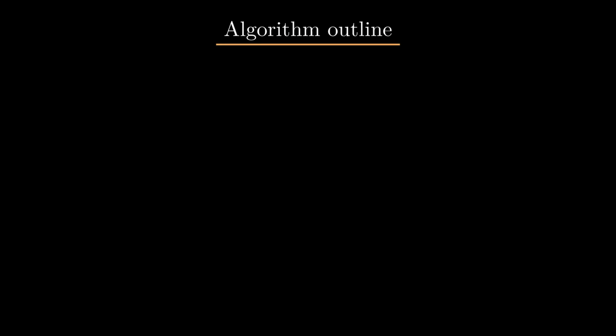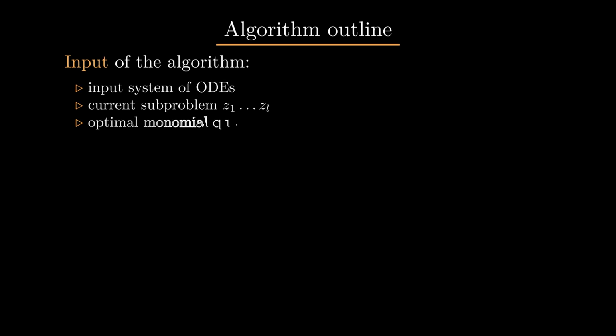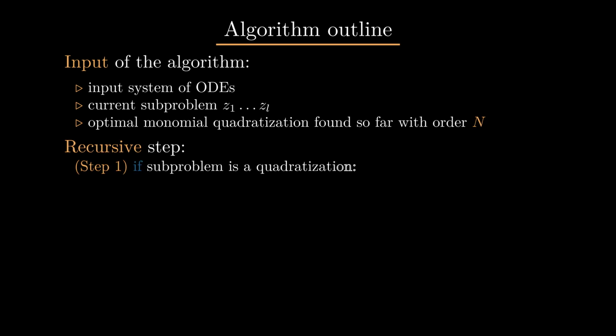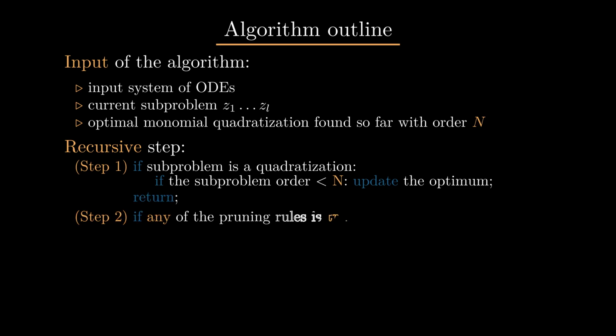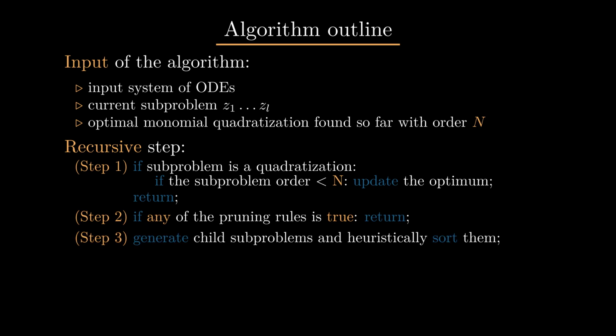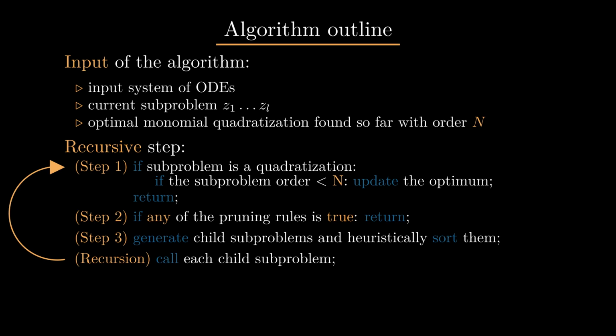Our algorithm is implemented as a recursive branch and bound step. An input of the algorithm step is the input system of ODEs, the current subproblem, and an optimal monomial quadratization found so far. In the first step, we check if the subproblem is a quadratization. If so, and it has fewer variables than the current optimum, mark it as a new optimum and return. In the second step, we apply pruning rules and return if at least one of them is true. In the third step, we generate a set of child subproblems and heuristically sort them. And in the final step, we call the recursive step of the algorithm on each child subproblem.